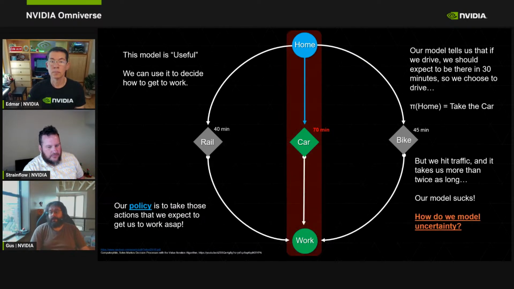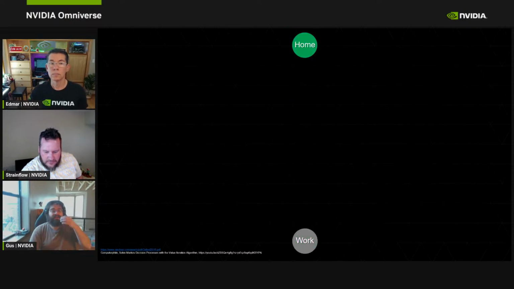But it turns out that we hit traffic and it takes us more than twice as long to get to work. Our model sucks. So how do we model uncertainty? And this is where Markov decision processes really shine, right? So we still have our two states, home and work.